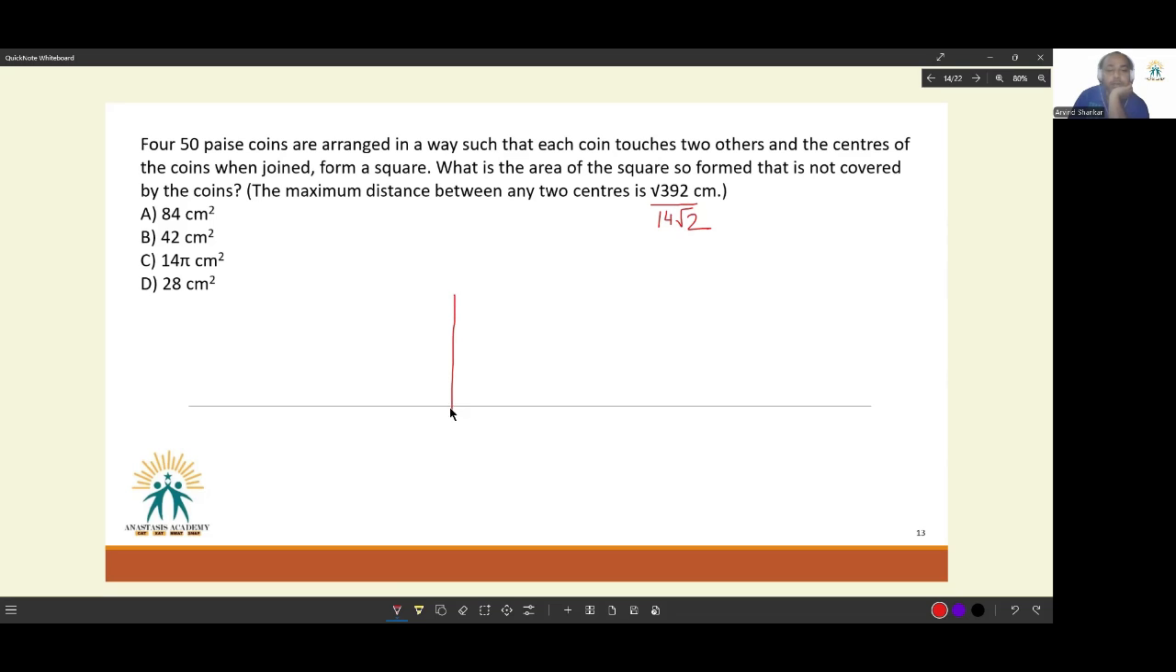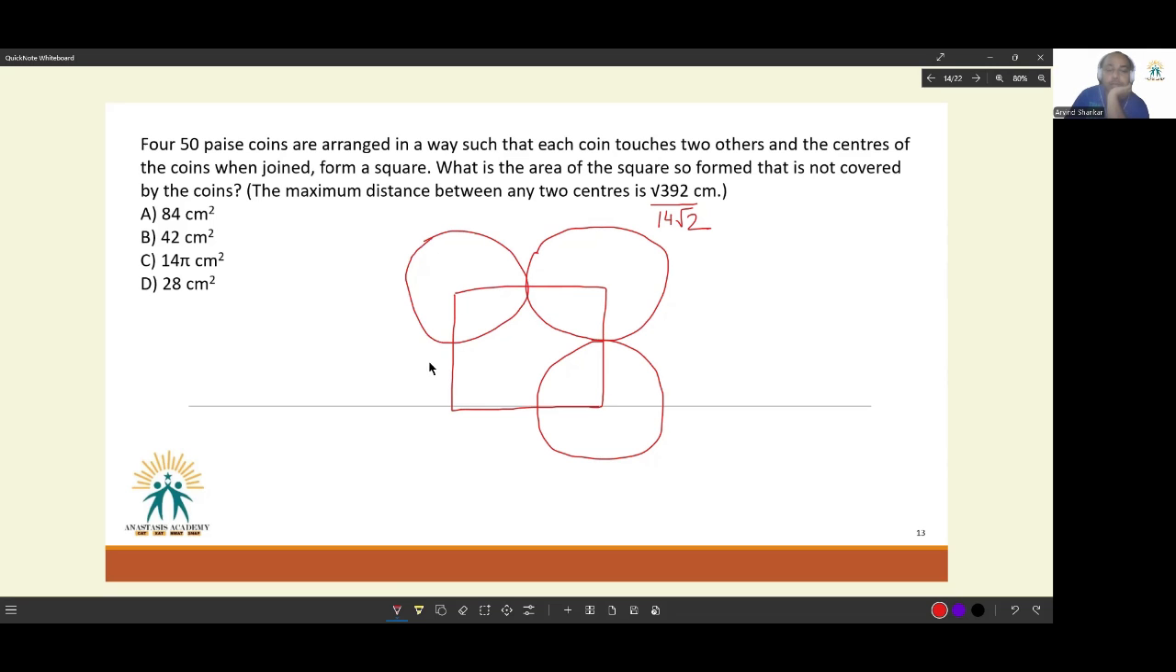So essentially what is being talked of is, you have a square in which you have one coin placed here, another coin placed here, another coin placed here, and another coin placed here. Forgive my diagramming skills, they are not very accurate, but hopefully you can see. You are told the maximum distance between any two centers is of course going to be the diagonal. This 14 root 2 means the side of the square is of course 14, which means the radius of the coin is 7.